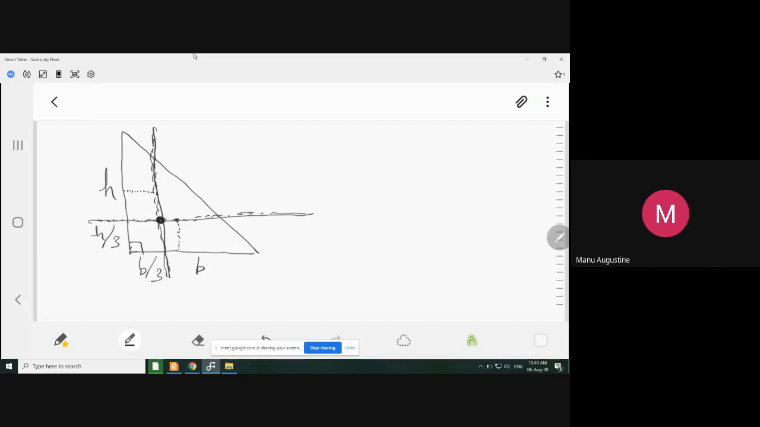So in a nutshell, for any triangle, the centroid of the triangle will have to lie at a point which is at one third the height measured from the base of the triangle.